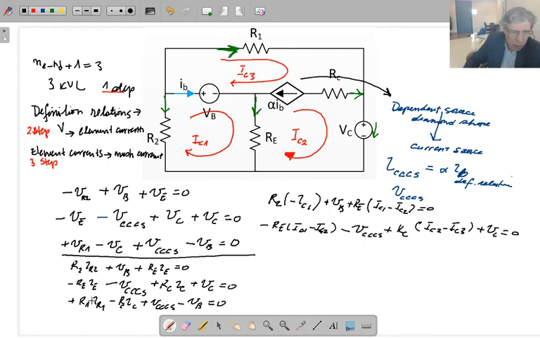So the last one is R1. Directions are the same. IC3 and the R1 current directions are the same, so there is only one mesh current we've got here, only the IC3, is equal to that current, and minus RC. RC current is IC2 minus IC3.